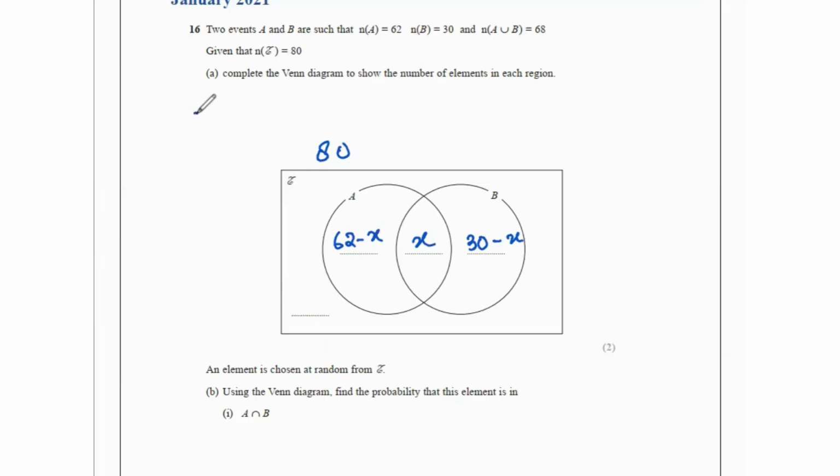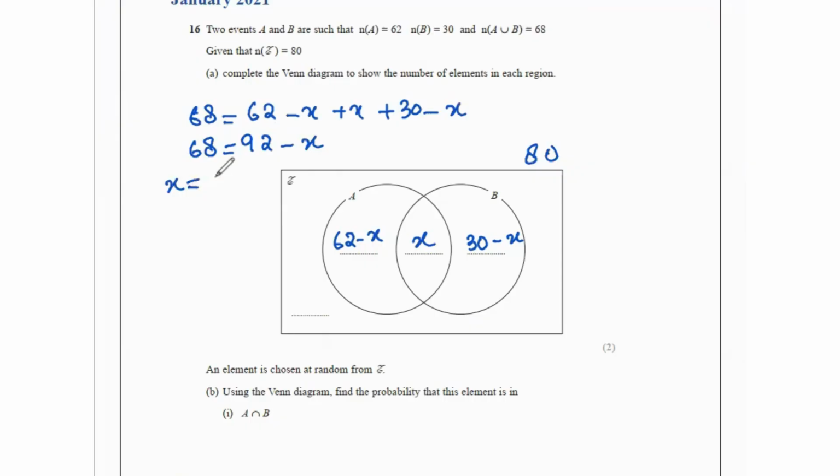A union B is going to be 68 equals 62 minus x plus 30 minus x, because A union B means all of the elements in A and B. So that's 68 equals 92 minus x. x equals 92 minus 68, and that gives us a value of 24. So x is 24.